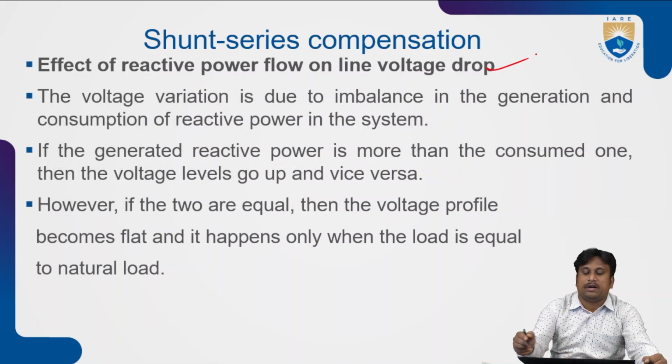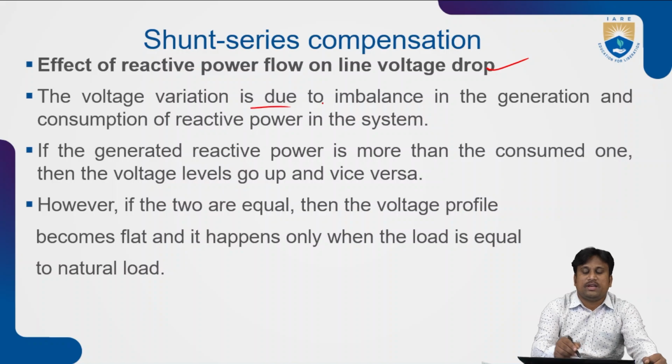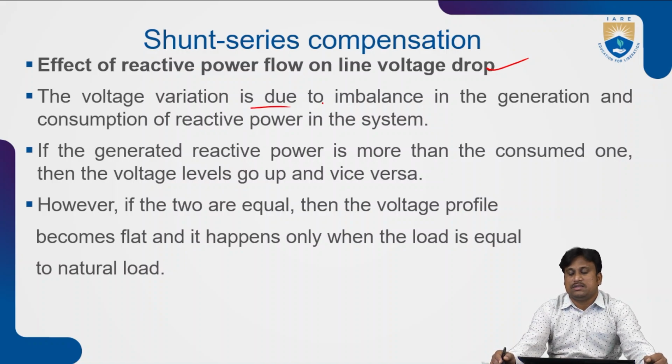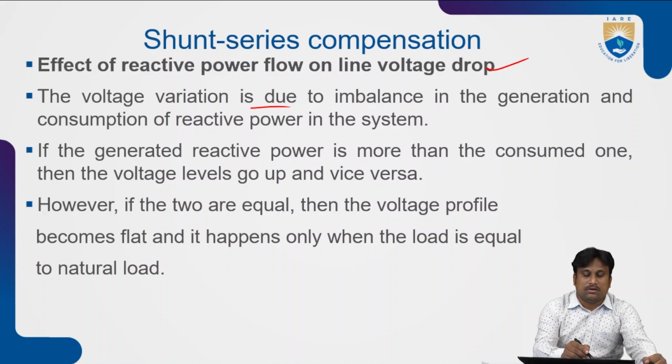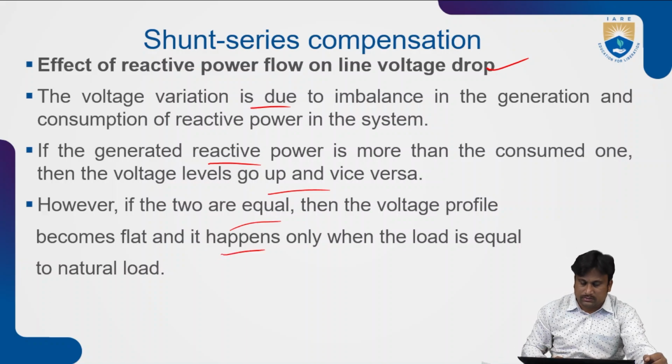The effect of reactive power flow on the line voltage drop. Voltage variation is due to the imbalance in the generation and consumption of reactive power in the whole system. If the generated reactive power is more than the consumed one, then voltage levels go up, and vice versa. However, if the two are equal, then the voltage profile becomes flat, and this happens only when the load is equal to the natural load.